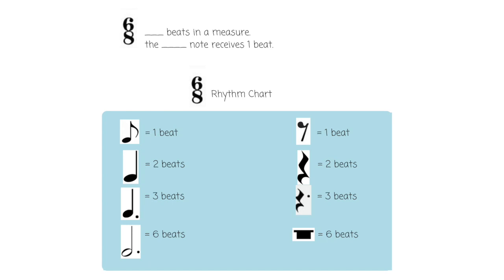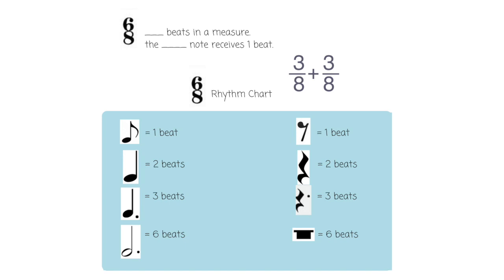So in 6/8 rhythm, we have 6 beats in every measure because our 6 is the top, and our 8 is at the bottom, which again stands for the 8th note. So the 8th note gets 1 beat. So this is very similar to 3/8 time signature. I like to think of 6/8 as 3/8 plus 3/8. And if you think of it that way, if you know fractions a little bit, hopefully that helps make a little bit more sense of it.